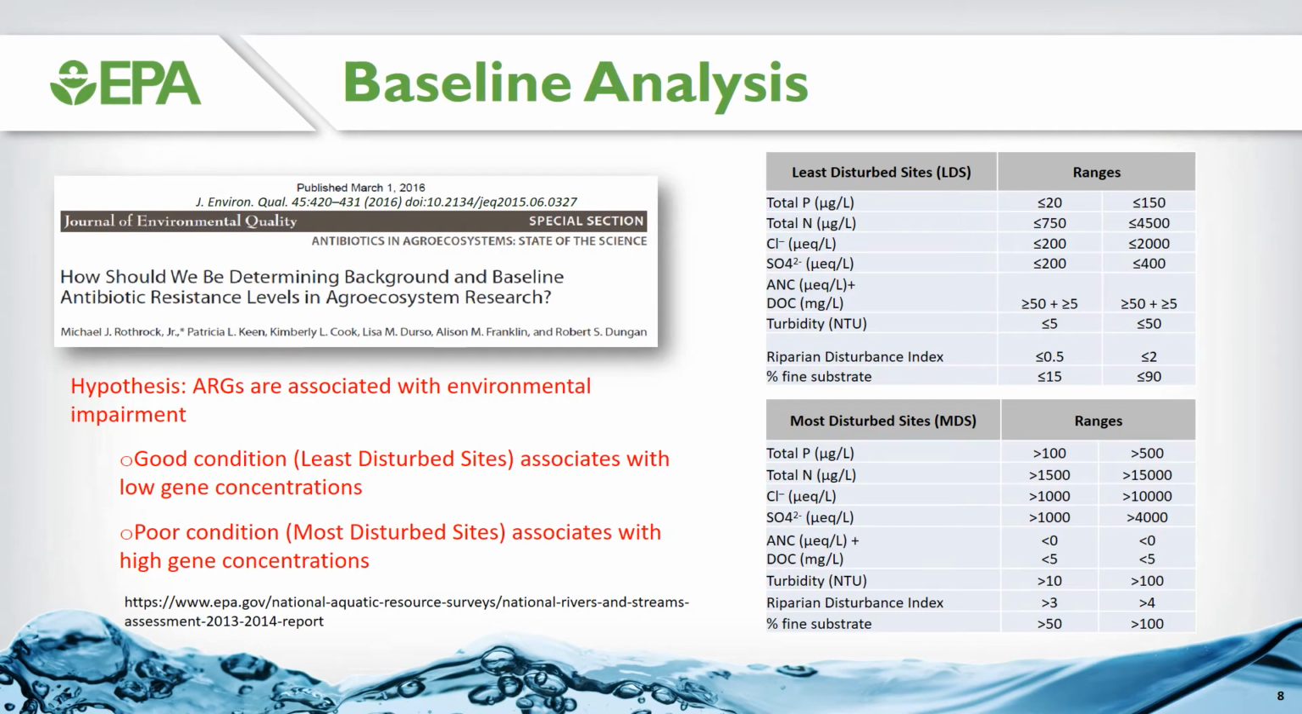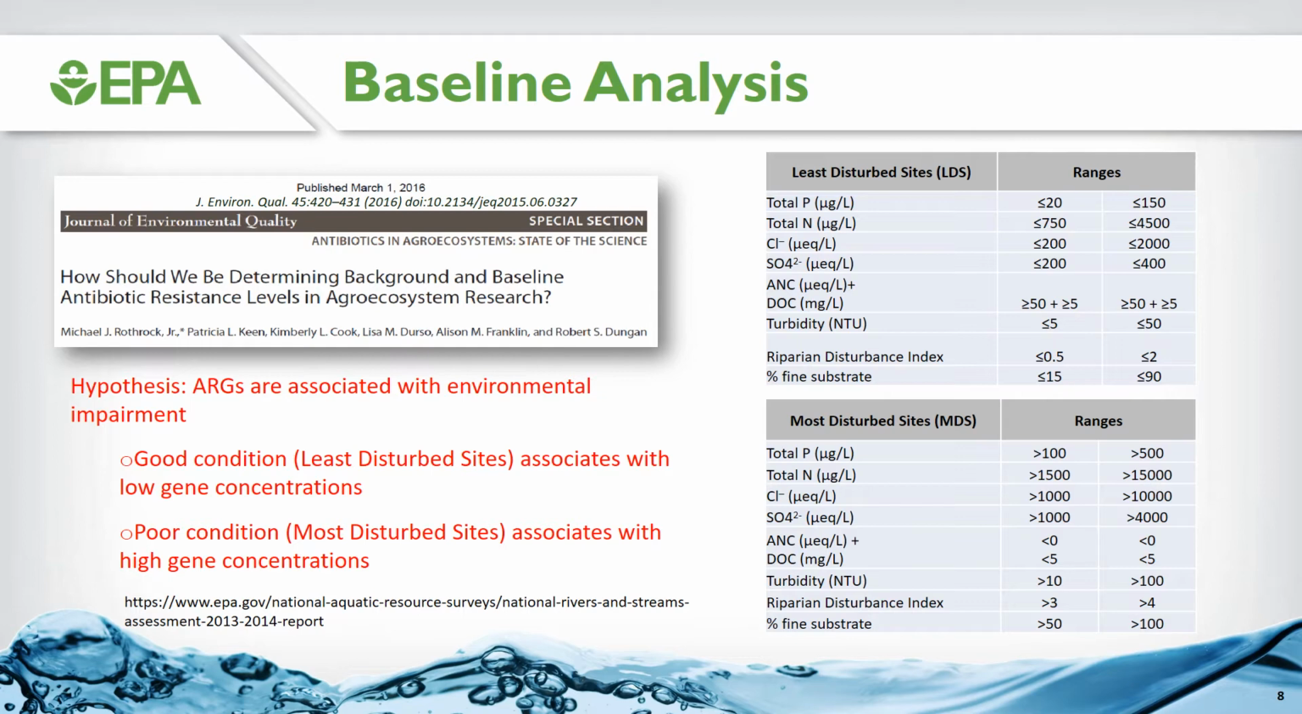These ecoregional differences in nutrient and fecal pollution suggest rivers and streams in poor condition will contain higher ARG concentrations than those in good condition. Point and non-point sources of nutrient and fecal pollution are likely to be the sources for elevated levels of ARGs above what is expected for background, or what we refer to as least disturbed conditions.